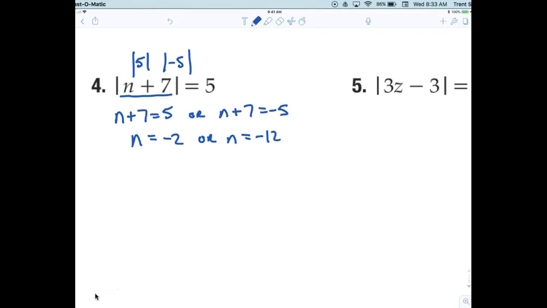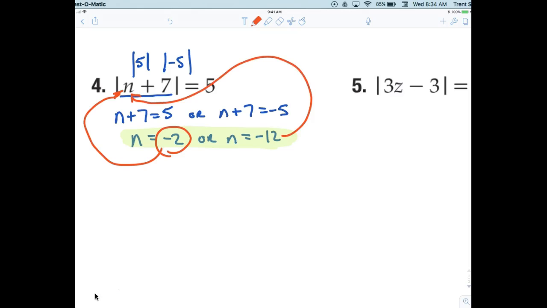Now, let me say something. Highlighting this right there. If I plug in negative 2 and negative 12, what answers do you think I'm going to get? 5 and negative 5. So let's just double check that. If I were to take this negative 2 and plug it in for n, what would I get? 5. And what's the absolute value of 5? 5. If I plug negative 12 in for n, what am I going to get? What's the absolute value of negative 5?